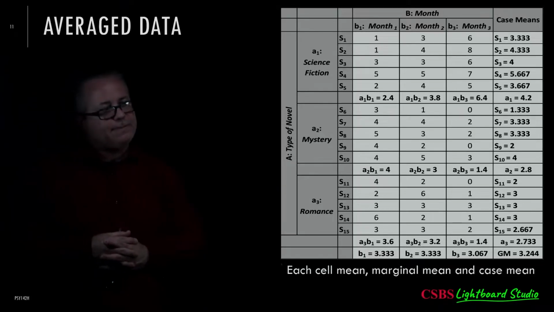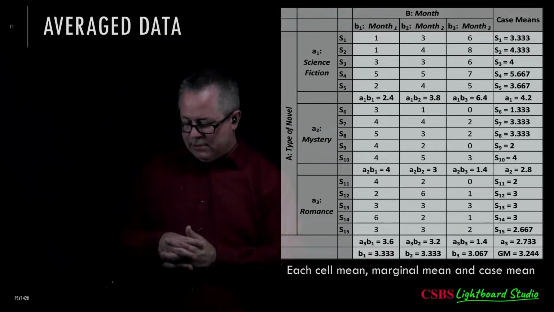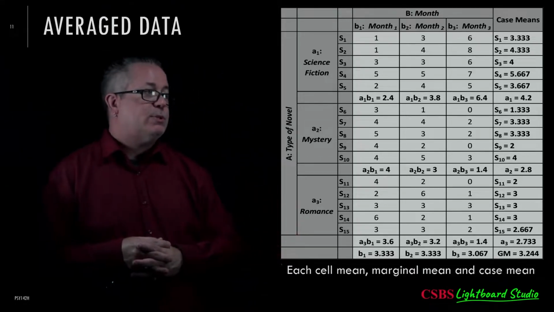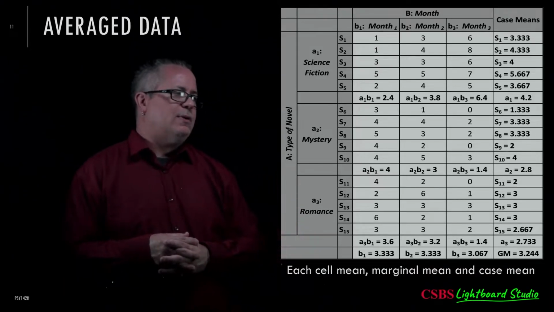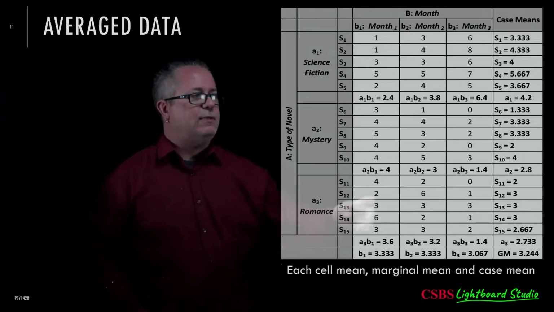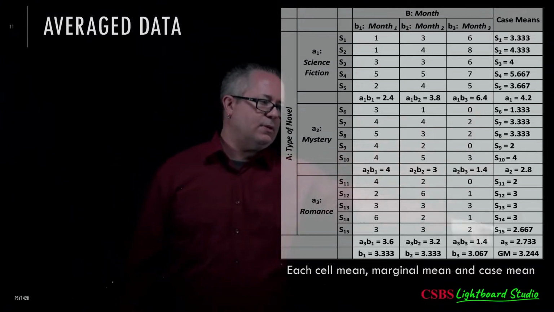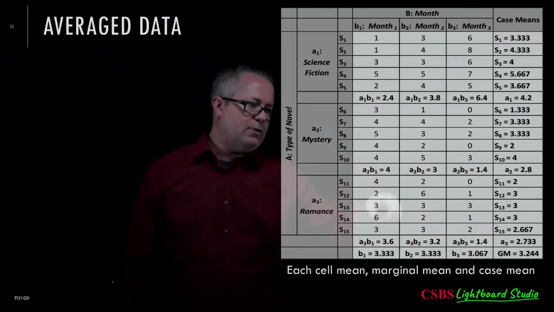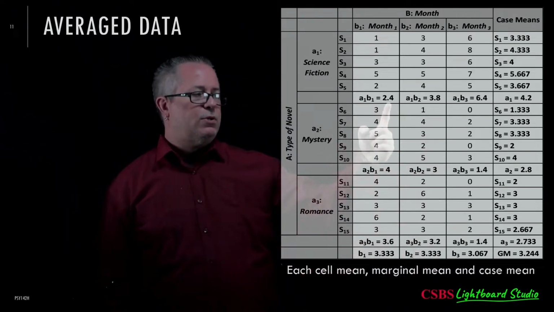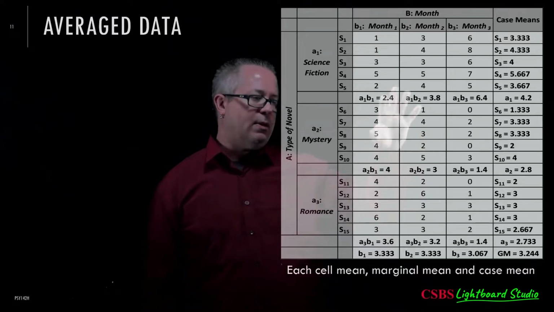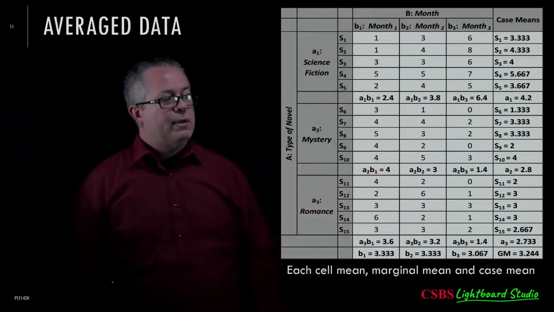You've got the A effect, type or genre of novel, as the between groups factor. Month is the repeated measures factor. Got all kinds of crazy stuff. You've got means for each A level, marginal means here. We've got marginal means for each B level. We've got means for each combination. A1, B1's 2.4, A1, B2's 3.8. We've got lots and lots of stuff going on.